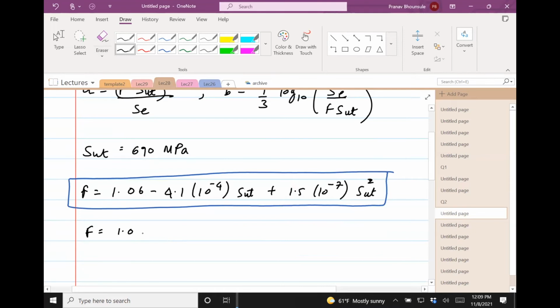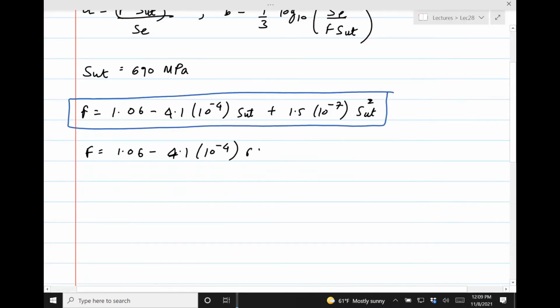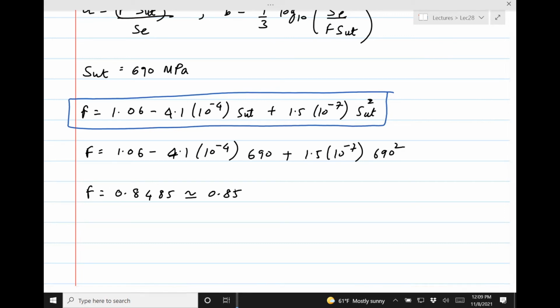So 1.06 minus 4.1 times 10 raised to negative 4 times SUT, which is 690, plus 1.5 times 10 raised to negative 7 times 690 squared. And f, in this case, comes out to be 0.8485. We can just round it to 0.85. So small f is sometimes given to you. It's somewhere between 0.8 and 0.9. Otherwise, you need to use that formula to compute it, which will be given to you. Okay, so we got f.